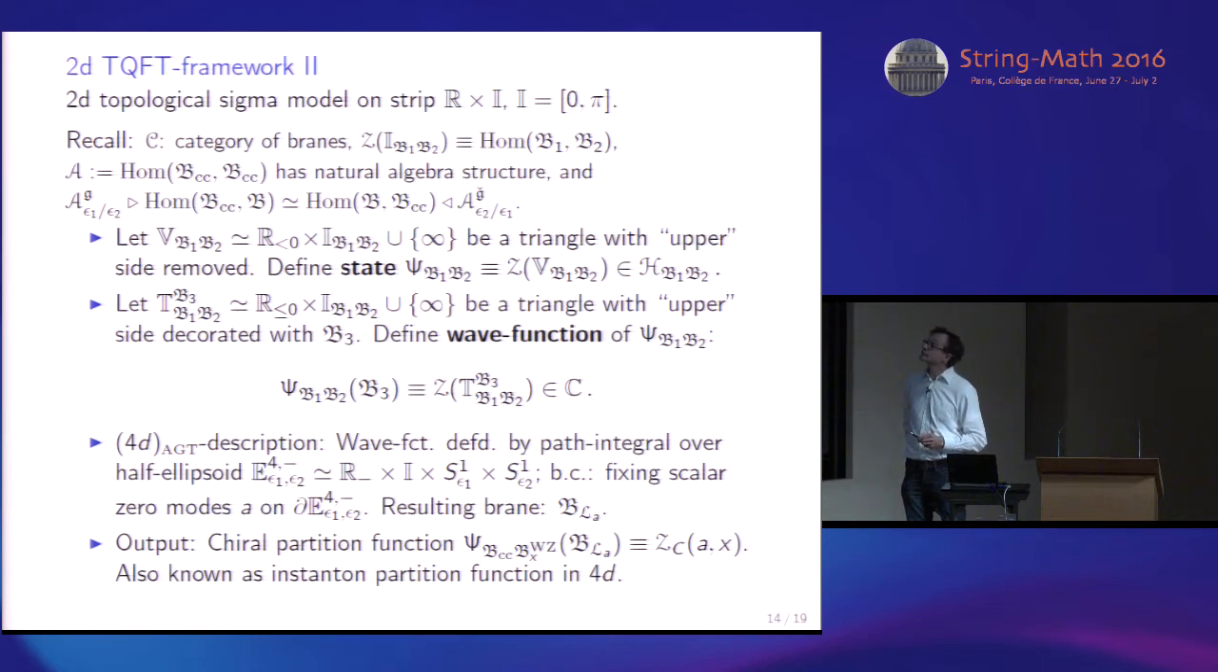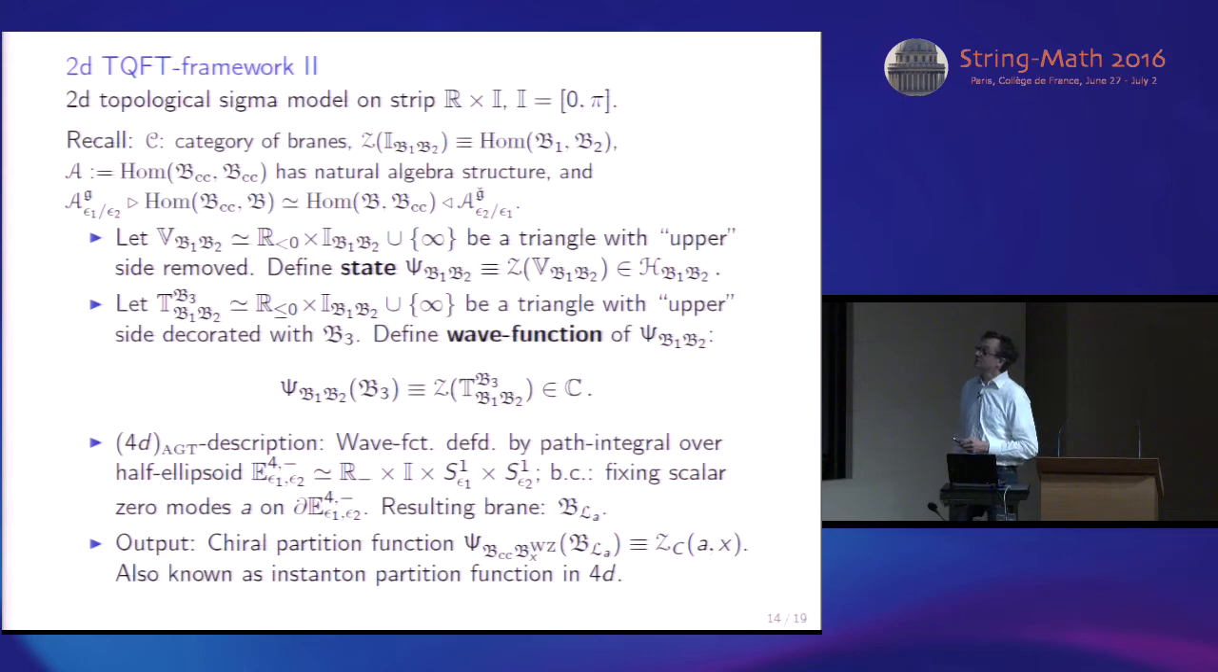framework. So we return to the description in terms of 2D topological sigma models on the strip. This is just the reminder here for completeness. We have a category of branes. We talk about the Hom spaces. We have the algebra structure on Hom(B_C, B_C). And then we have modules left and right whenever we have a B_C here standing to the left or to the right.